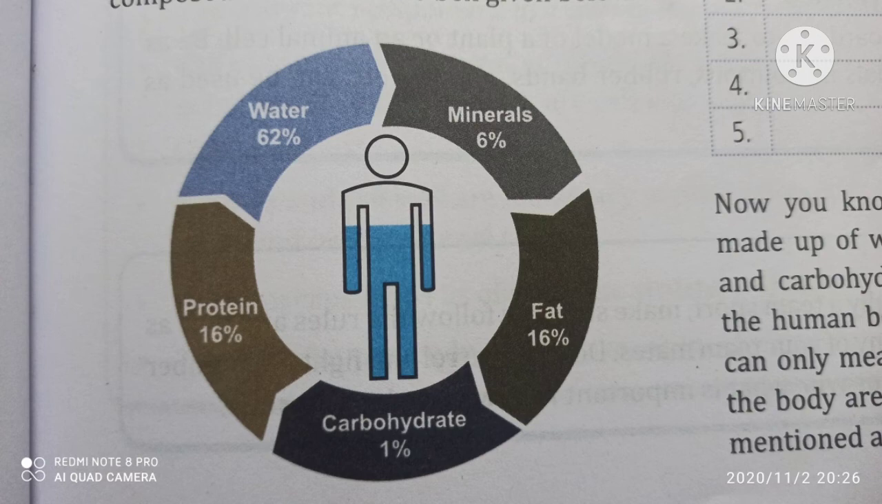The last part of this lesson is a basic composition of the body and a cell. Our body is made up of 62% of water, 6% of minerals, 16% of fat, 1% of carbohydrate, 16% of protein. Our body is mostly composed of water.